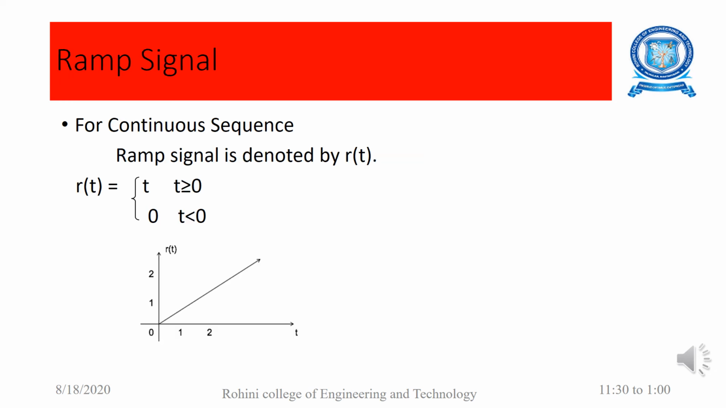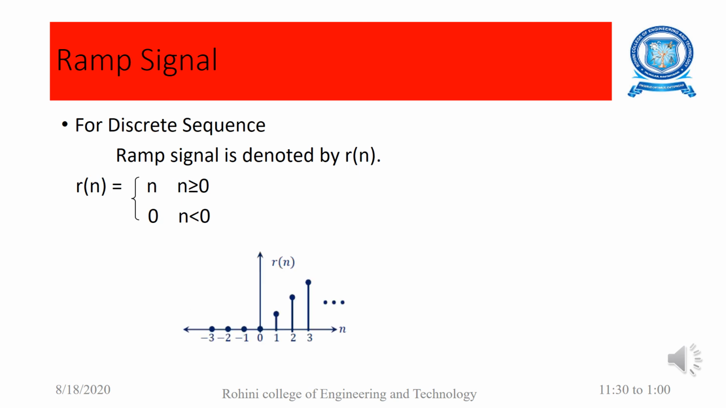Next we move on to the ramp signal. The ramp signal is represented by r of t, where t represents continuous signals. R of t is equal to t when t is greater than or equal to 0. So t is equal to 0 means R of t is equal to 0, t is equal to 1 means R of 1 is equal to 1, t is equal to 2 means R of 2 is equal to 2, t is equal to 3 means R of 3 is equal to 3, like this the ramp signal is represented. R of t is equal to 0 when t is less than 0. In the negative values, R of t is 0 only.